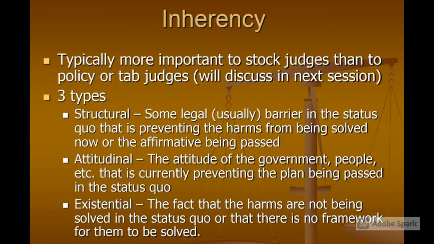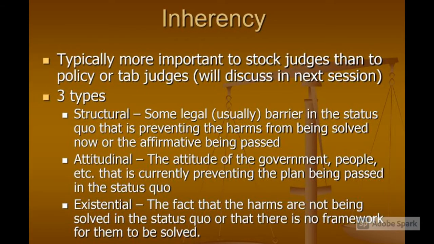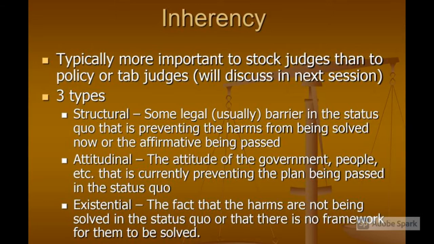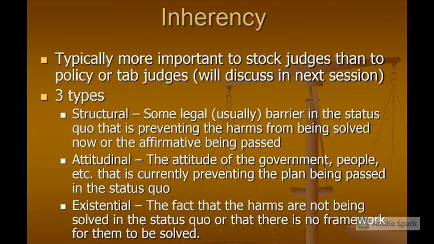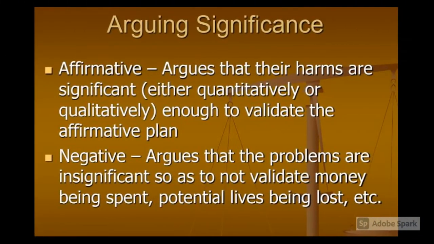So some laws preventing this from getting better. You can do an attitudinal inherency. So you're saying the current attitude of the government is preventing people like this thing from being passed or changing, or existential. So the fact that the harms are not being solved, and there's no current framework at all for them to be solved. So you have to pick kind of what way you're going to go.